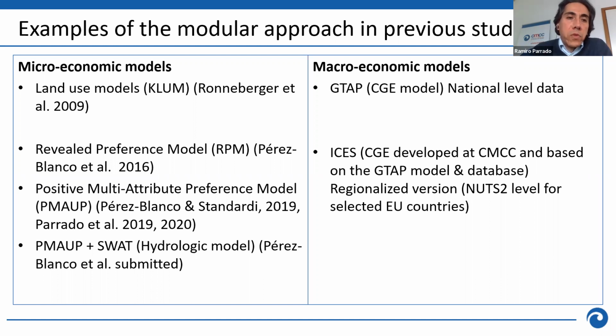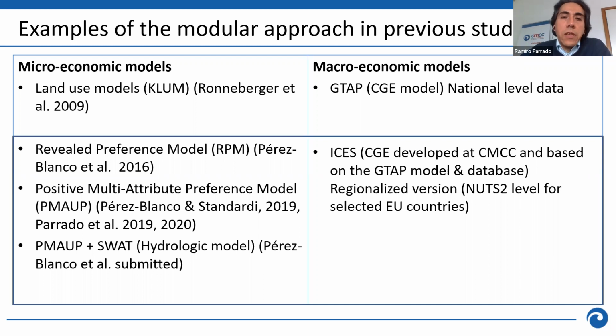The first one is from 2009 that basically coupled a land use model, CLUM, with the general equilibrium model GTAP, and it provided results at the national level. The rest of the studies that I'm citing in this table are the studies and the experience that we have here at CMCC, which we have produced working with Dionysia and also with my colleagues, Gabriele and Arthur at CMCC. We also use a macroeconomic model in these studies, ICES, which is a CGE developed at CMCC, and I will give you more details about this in the next slides.